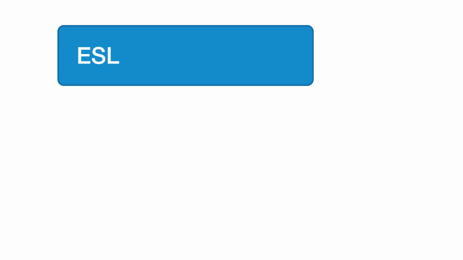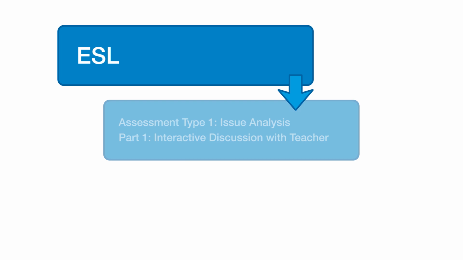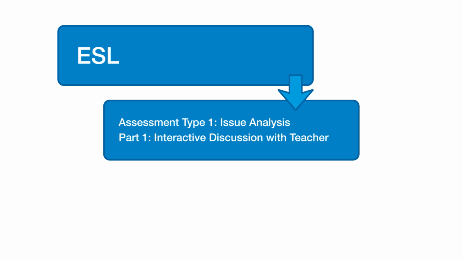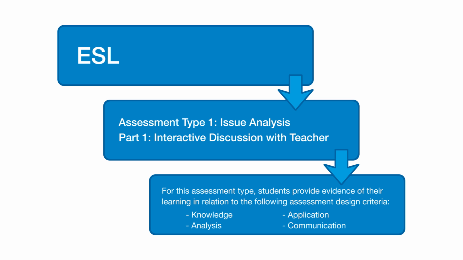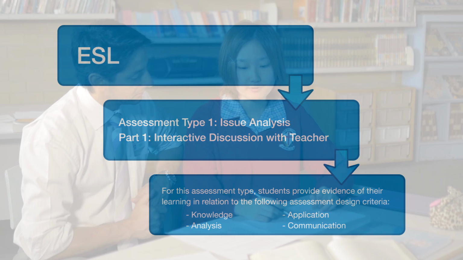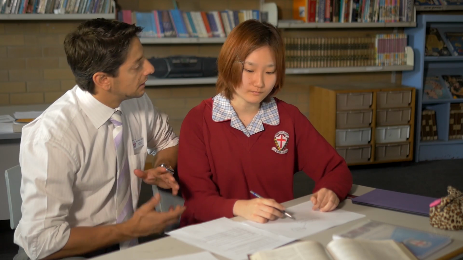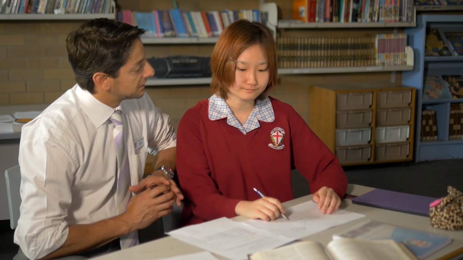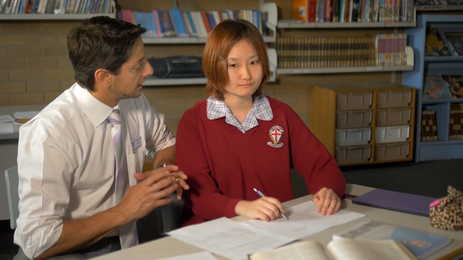For example, the ESL range of subjects use discussions as an assessment. The specific features that are a focus for this interactive discussion are taken from the following performance standards: knowledge and understanding, analysis, application, and communication. The teacher needs to consider what specific features are being assessed by the discussion and how a student can demonstrate or provide evidence to address this.